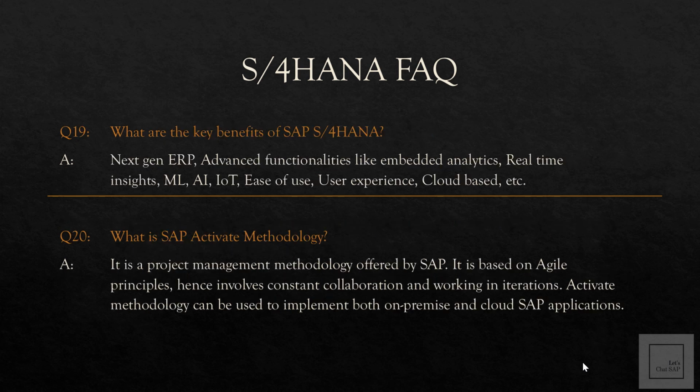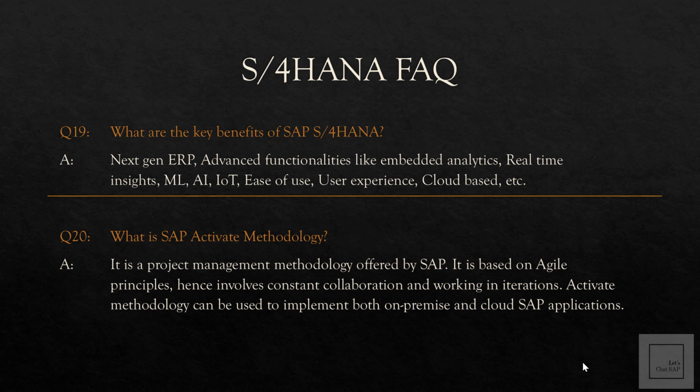19th question. What are the key benefits of an S4HANA system? Again, there are plenty of benefits of an S4HANA system. There are so many blogs that have been written already about this topic. But on a high level, S4HANA is a next generation ERP system, which means it comes with some functionalities that are created using advanced technologies like artificial intelligence, machine learning, Internet of Things, and embedded analytics. It also has improved user experience with the help of Fiori. It is easy to use and it can be hosted on the cloud, and it is capable of providing real-time insights and so much more.